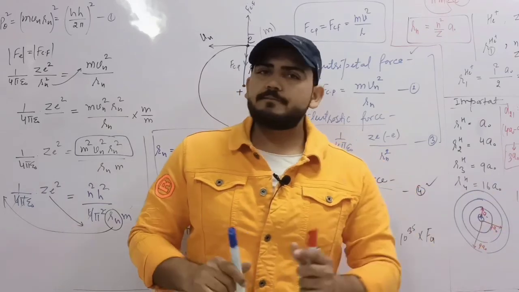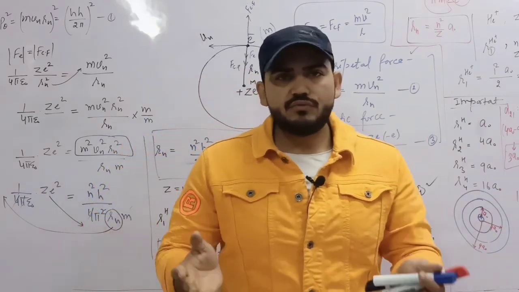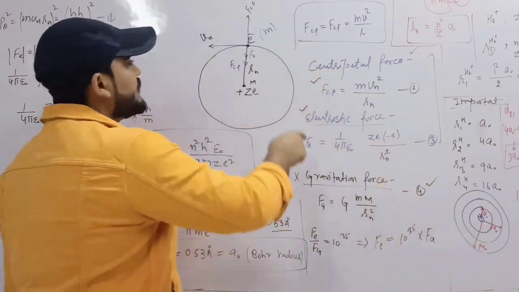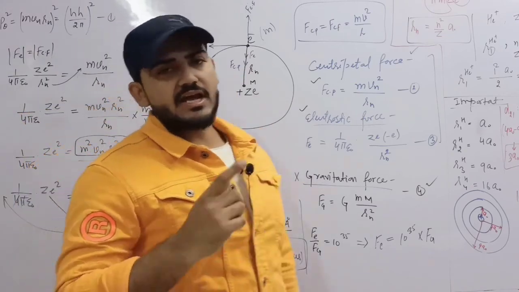Okay, so we will discuss the value of Vn and also the energy of the electron which is revolving in this nth orbit in the next lecture.